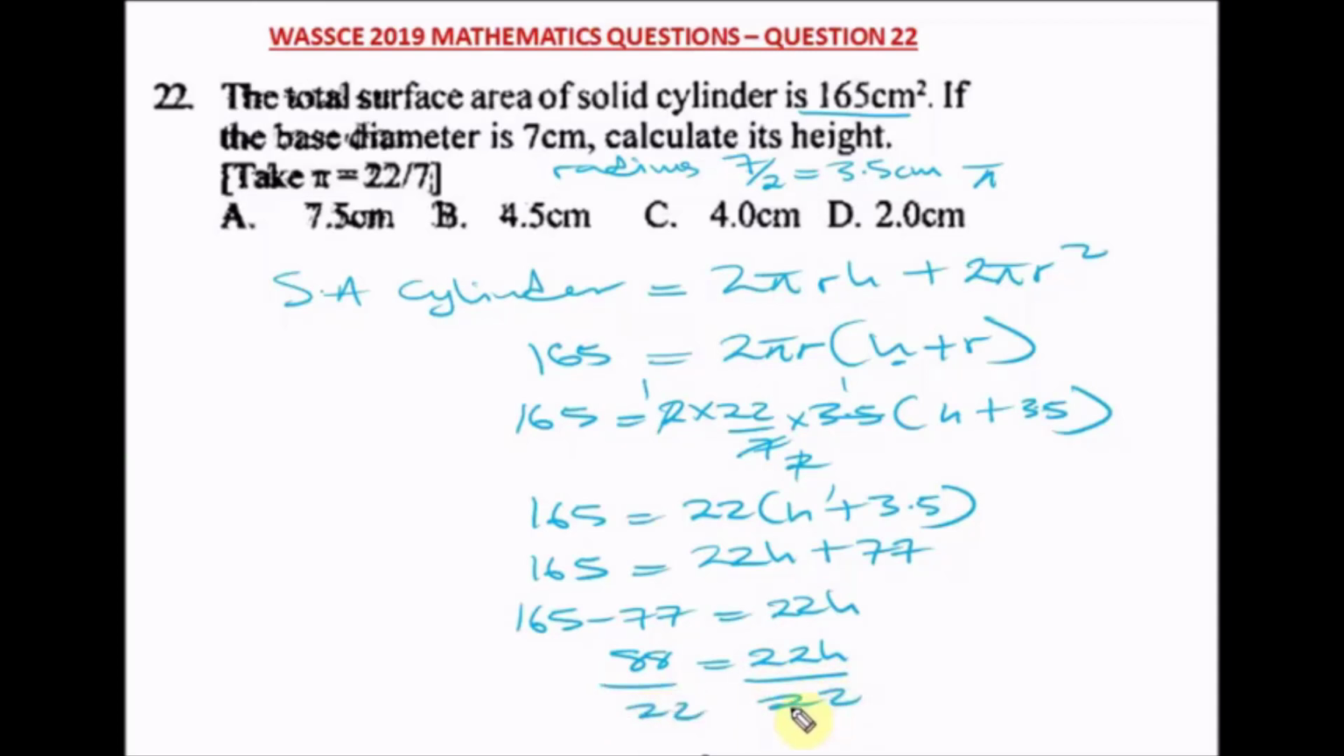22 will cancel out here. How many times does 22 go in 88? It's going to go 4 times. So h is equal to 4 centimeters. This is our answer for our height, 4 centimeters, and our right option here is option C.